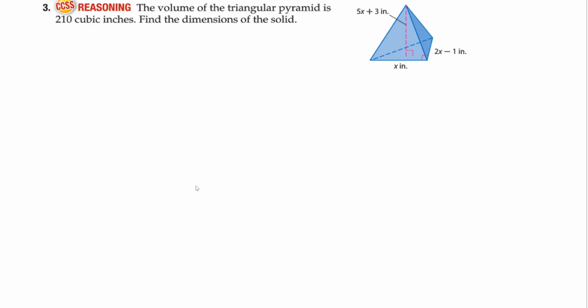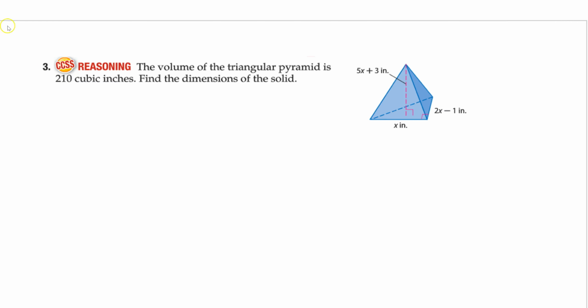Okay, one last problem. The volume of a triangular prism is 210 cubic inches. Find the dimensions of the solid. So we need to find x here. Now again, if I'm not sure what volume is, it's always the same thing. It's area of the base times height. That's how you find the volume of anything. Area of the base times height.